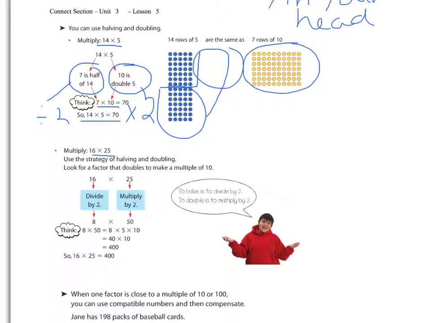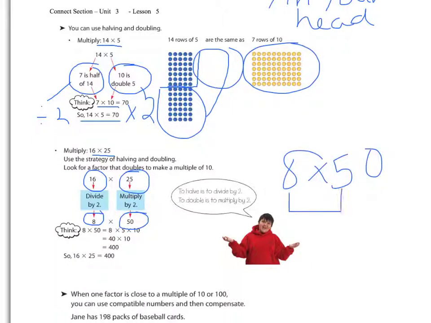16 times 25. Well, I know 2 groups of 25 is 50, so I'm going to make that 50. And I know 16 divided by 2 is 8. 8 times 50 is much easier because I can use my annexing 0 strategy there, which is kind of what we're going for. 8 times 5 is 40. I took off my 0, I add my other 0 on. 400. So that works really well.